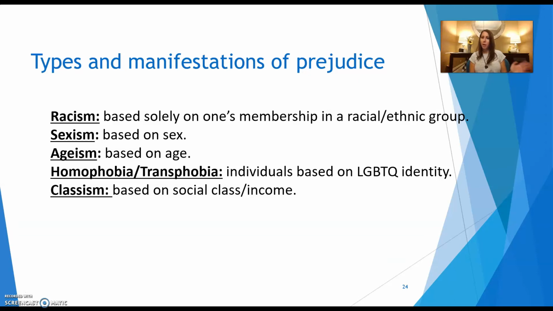So homophobia would be identifying as gay, lesbian, bisexual, queer. Transphobia would be against individuals who identify as transgender, non-binary, genderqueer. And then classism would be based on social class or income.